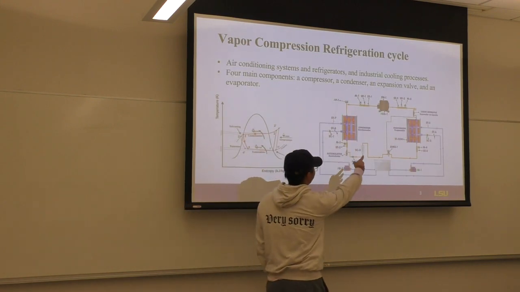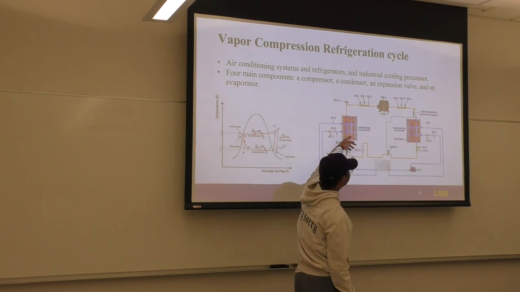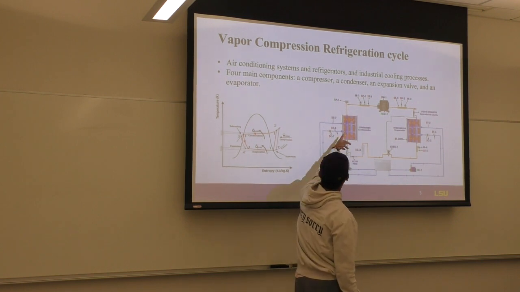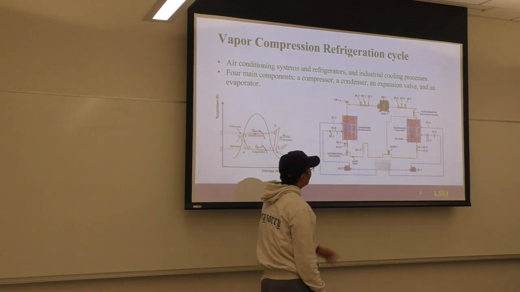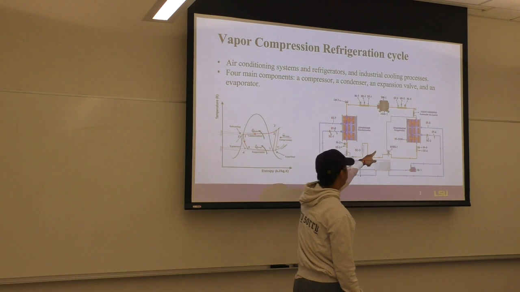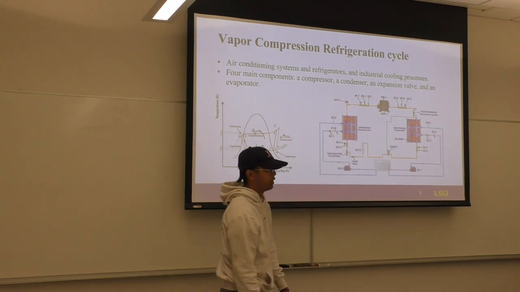So for this image right here, the yellows are your refrigerants, and the blue lines are your water. And in the evaporator, you'll have your cooling, and in the condenser, heating.